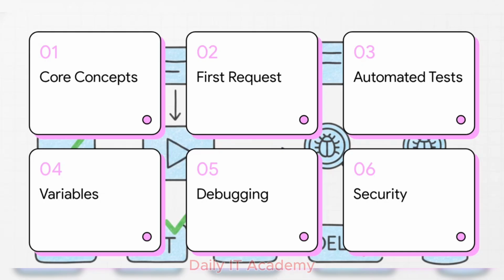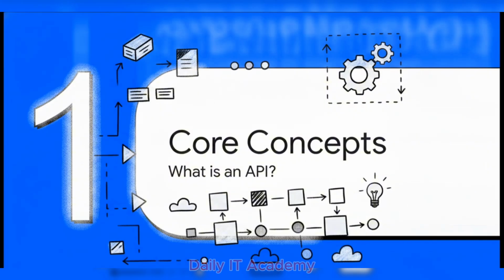Here's our roadmap for today. We'll start with the core concepts, make our very first request, write some automated tests, look at variables, dive deep into debugging with the Postman console, and wrap up with some essential security checks. Let's kick things off with Section 1, Core Concepts.